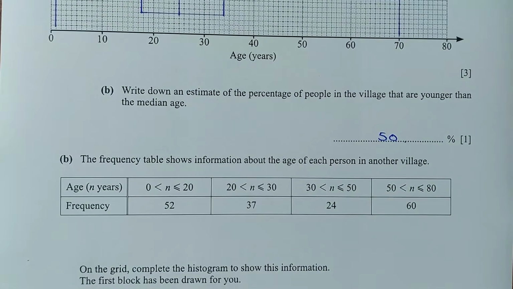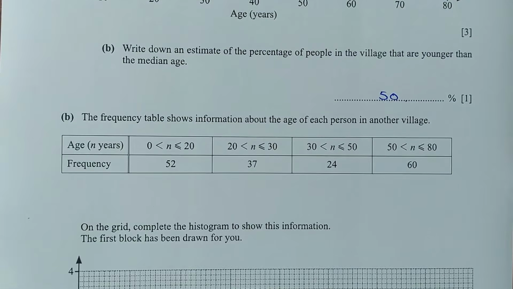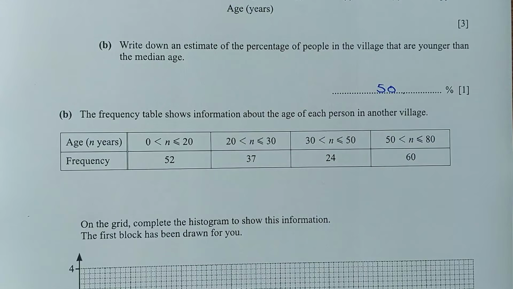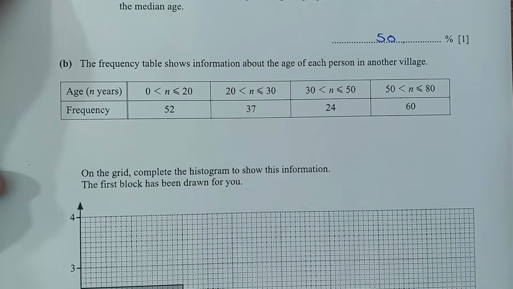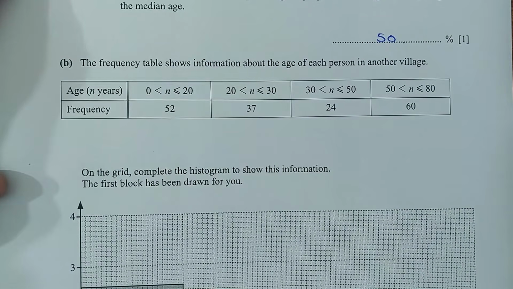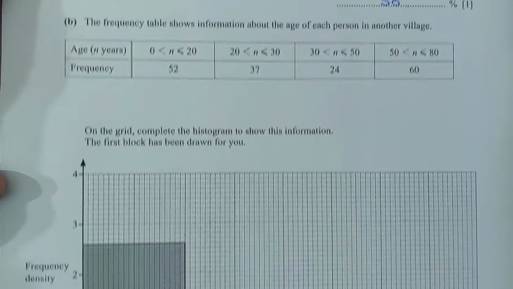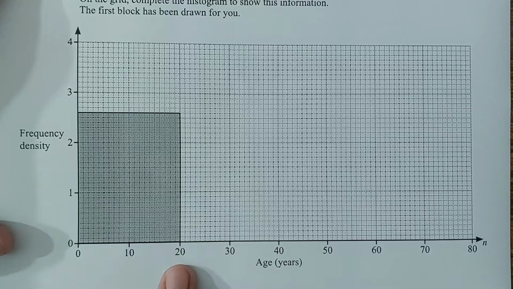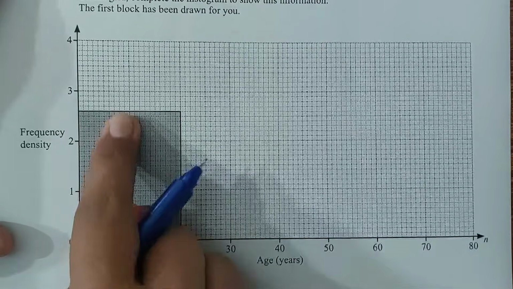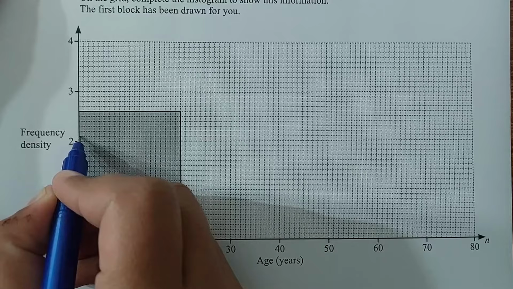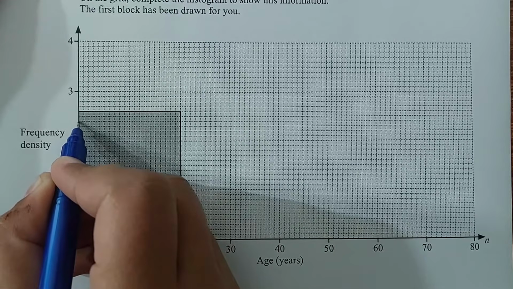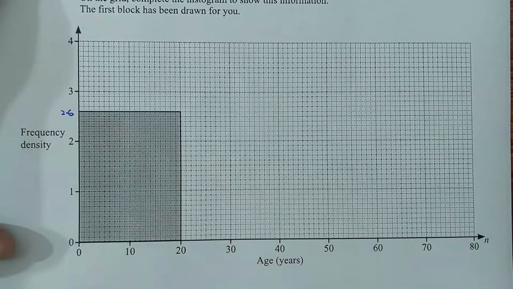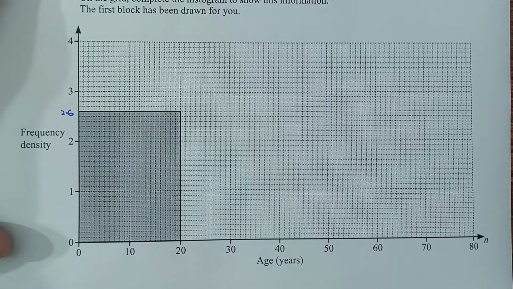Now for part B, the frequency table shows information about the age of each person in another village, right? The age and the frequency are given on the grid. Complete the histogram to show this information. The first block has been drawn for you. So we have to calculate the frequency density. From 0 to 20, the frequency density is 2.6, right?